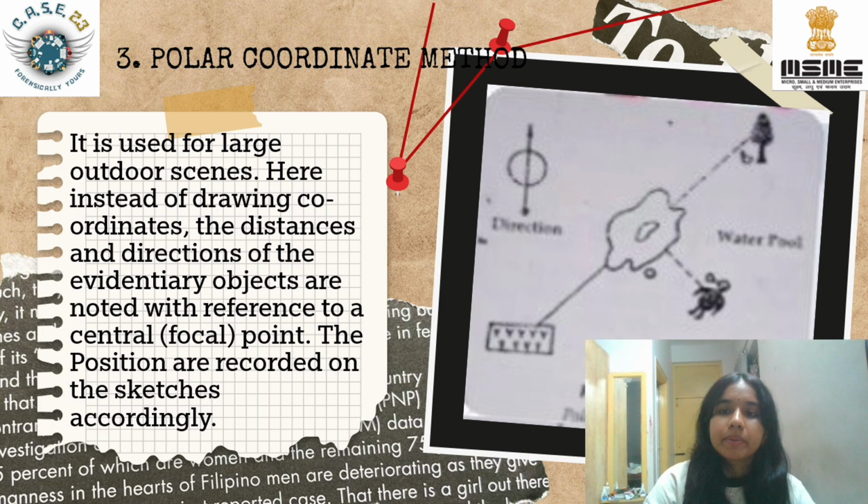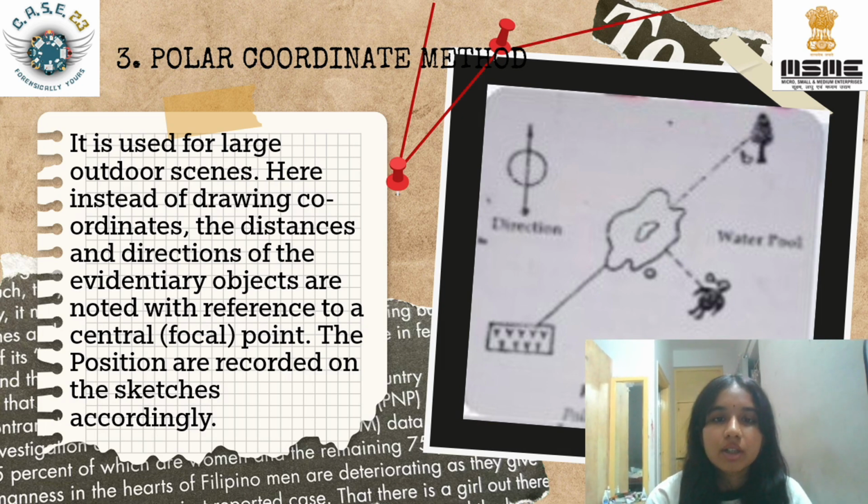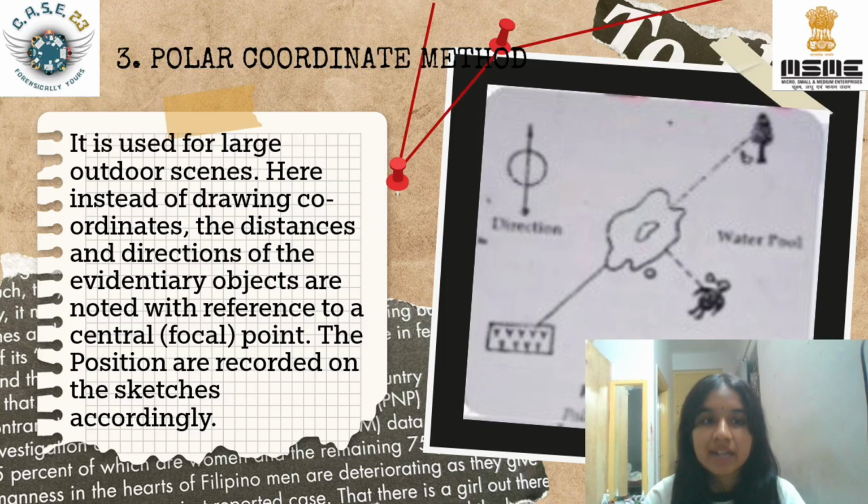The next method that we will be talking about is the polar coordinate method in sketching. This is basically used for large outdoor crime scenes, or crime scenes of larger landscape. Here, instead of drawing the coordinates, the distances and directions of the evidentiary objects are noted with reference to a center focal point. So in this method, there's a central focal point from which the other evidences are measured. The points are recorded on the sketches accordingly. The measurements are then used to create a scale drawing or a final sketch of the crime scene.